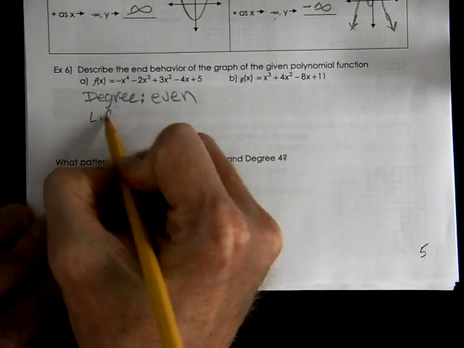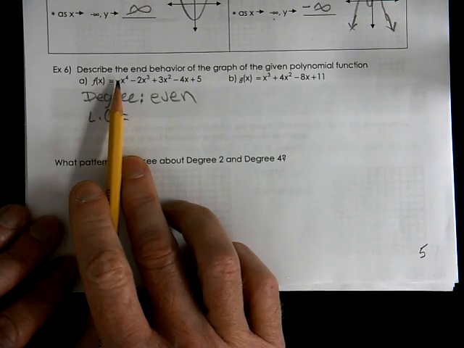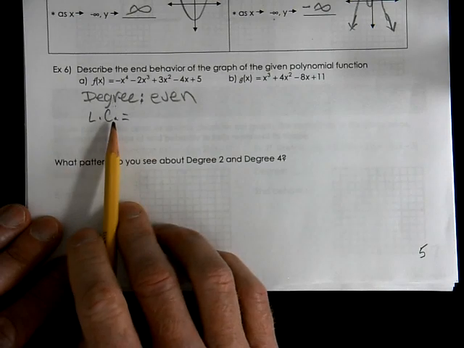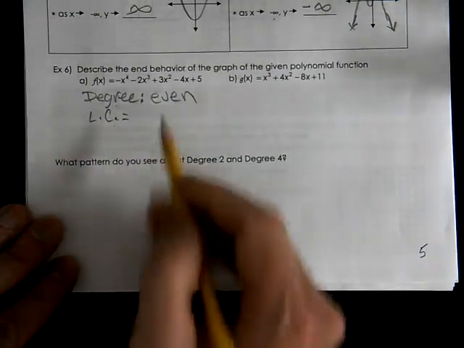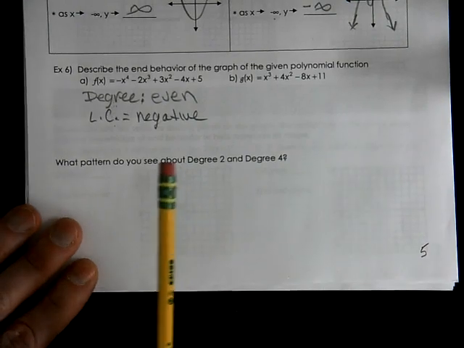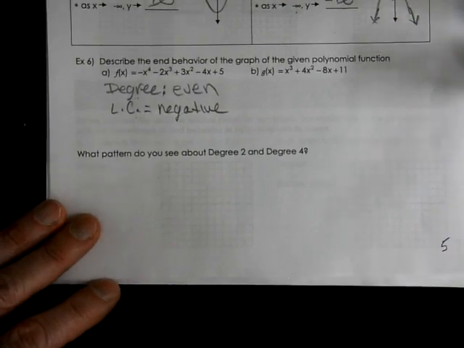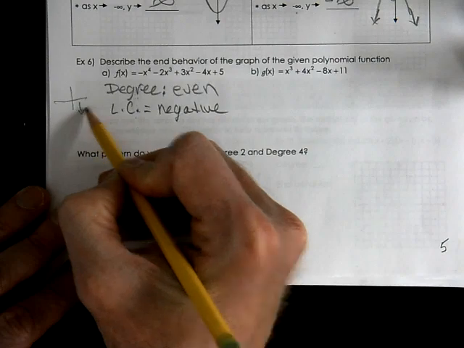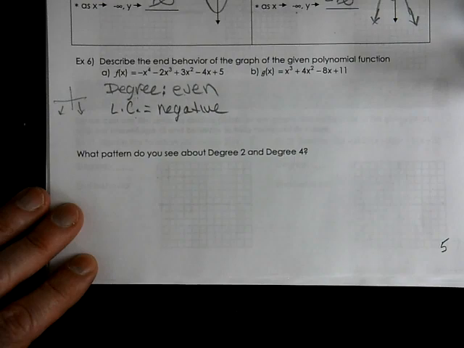I notice that the leading coefficient is a negative. The largest exponent has a negative. So that's your leading coefficient. So we can look for that pattern up here, or we can just consider what it would be. Negative means it falls to the right. Even means it goes in the same direction. It's really all we need to know.